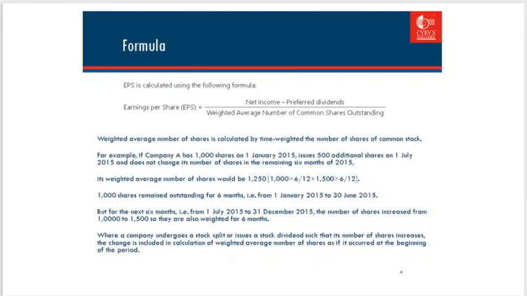1,000 shares remained outstanding for 6 months, i.e. from the 1st of January 2015 to the 30th of June 2015. But for the next 6 months, from the 1st of July 2015 to the 31st of December 2015, the number of shares increased from 1,000 to 1,500, so they are also weighted for 6 months. Where a company undergoes a stock split or issues a stock dividend such that its number of shares increases, the change is included in the calculation of the weighted average number of shares as if it occurred at the beginning of the period.